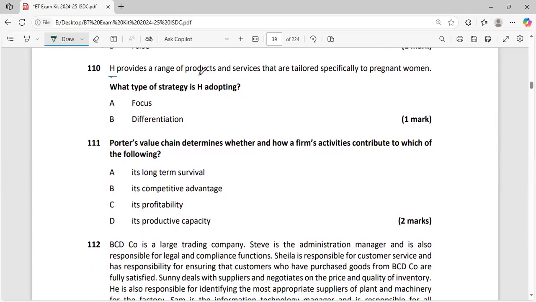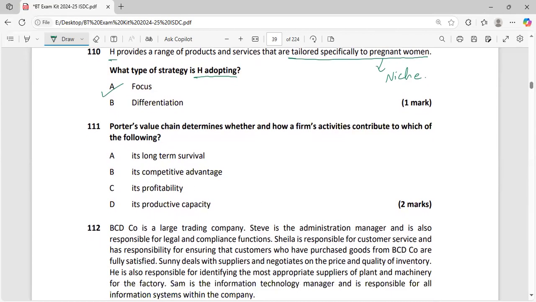H provides a range of products and services that are tailored specifically to pregnant women. What type of strategy is H adopting? Now we are doing what? We are targeting a specific market. This is called what? This is called niche. So it is the focus.